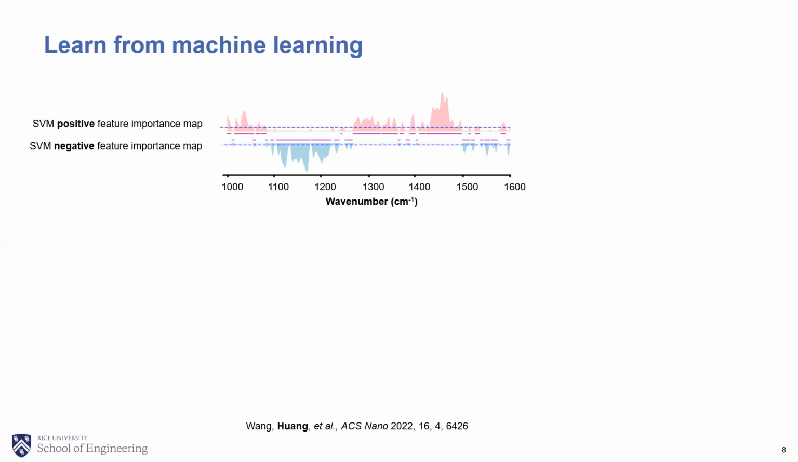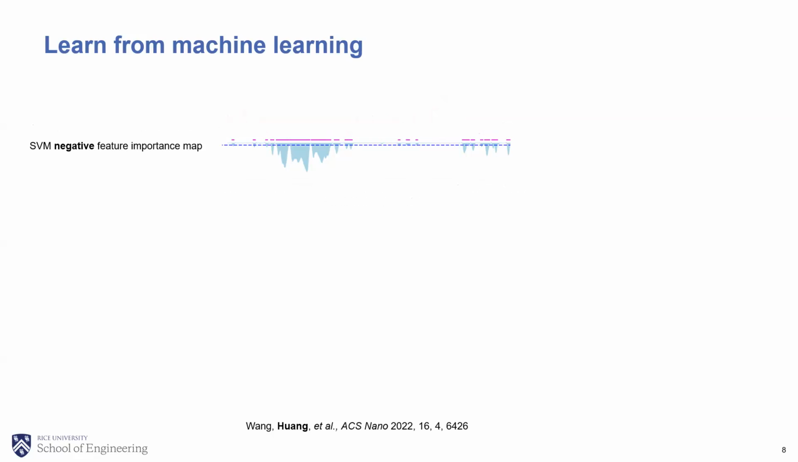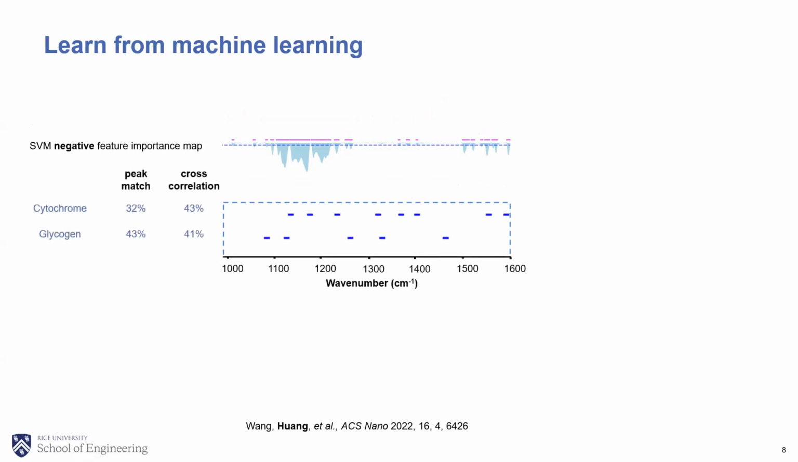So the negative feature importance can also be very helpful to identify several biomarkers, negative biomarkers, and it could also help to identify some information of drug molecules. So next slide. Here with the negative feature importance, we actually identified several other molecules, for example, cytochrome and glycogen. They have high correlation with the negative feature importance. And biochemical studies have also verified that these two molecules are indeed highly conducive to brain functions.